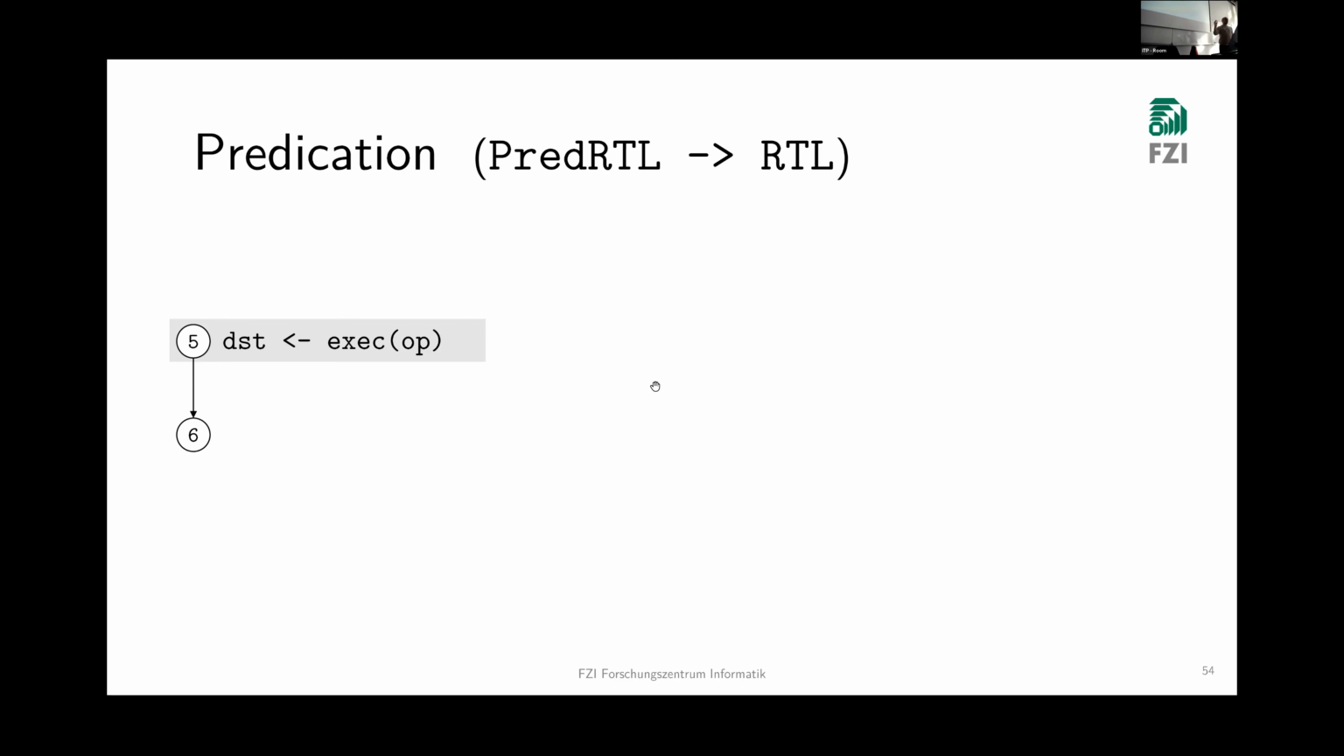Yeah, let's consider this assignment. So we have this operation, and we assign it to the register dest. We are at vertex 5 in the original graph, and the successor is vertex 6. So what do we do now?